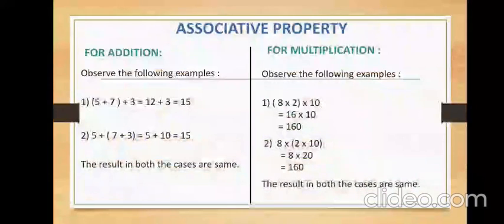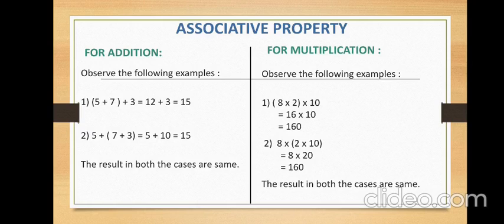What is the third property? It is associative property. It is nothing but when you add or multiply three values by changing the brackets between the terms, the result is the same. See the example. Bracket of 5 plus 7, plus 3 is 15. Also, if you change the brackets, the result is the same. Similarly for multiplication. If you multiply three numbers by changing the brackets, the result is the same. This is called associative property.